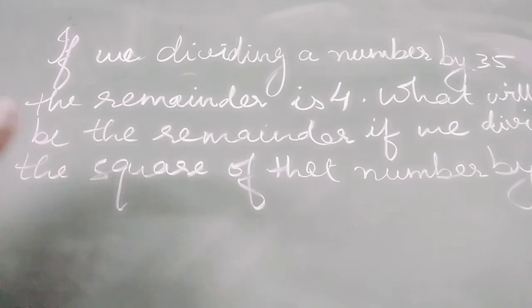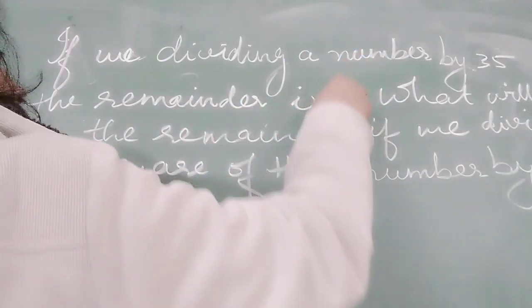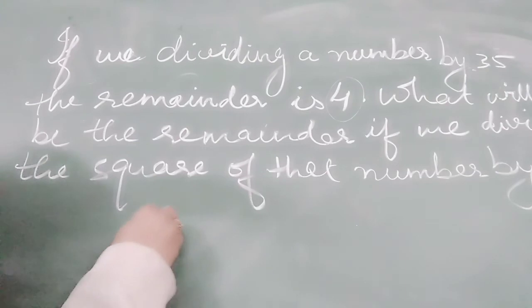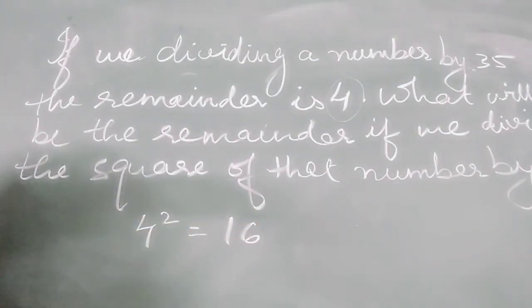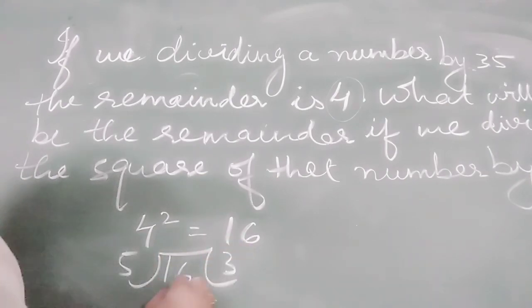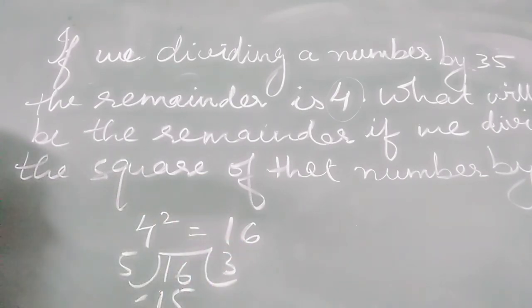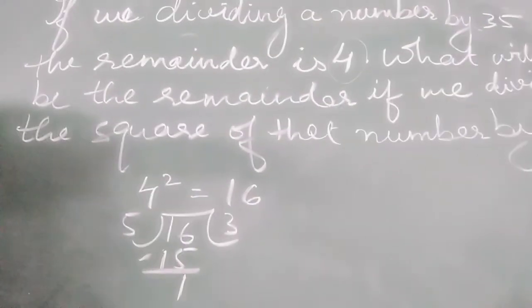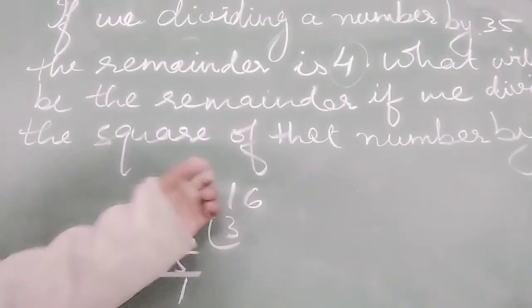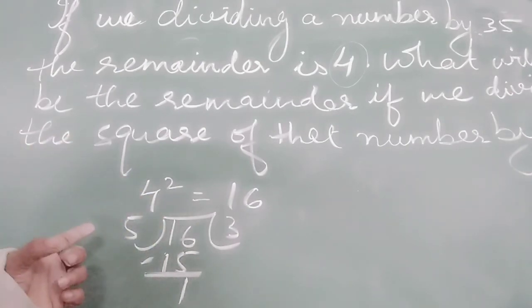Now in this question, if we divide a number by 35, the remainder is 4. What will be the remainder if we divide the square of that number by 5? In this question, we have to take the square of this remainder. What will be the square of this remainder? 16. Now we divide this 16 by 5. What will be the remainder? If we divide the square of the same number by 5, then we get remainder 1.